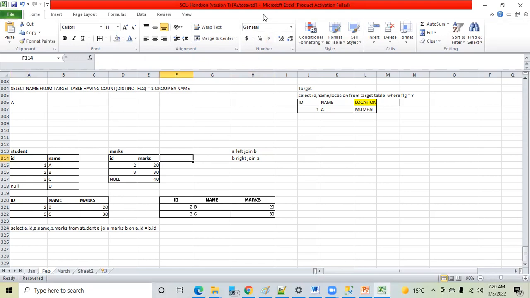Okay. Now, Dhania, can you tell me why null records are not fetched here, not displayed in the output? Null is not considered as data, so it will not match with null. Okay. Null is a data in some context. In some context, it is not a data.